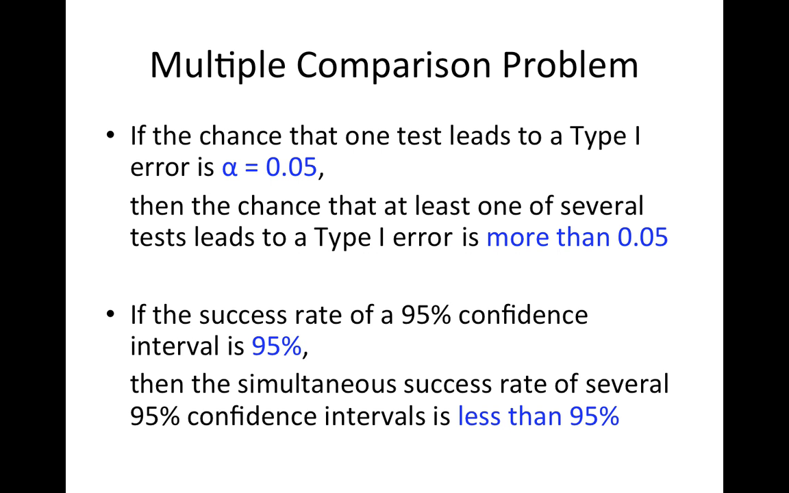Similarly, if the probability that a confidence interval covers a true value is 95%, then if me and all my friends make confidence intervals, the probability that we're all going to cover the true value is less than 95% because we each have a 5% error rate. Even for one research project that I might conduct, if I ask a whole lot of different questions and each of my answers to those questions comes with a 5% error rate, the probability that I'm going to make at least one mistake gets higher and higher.